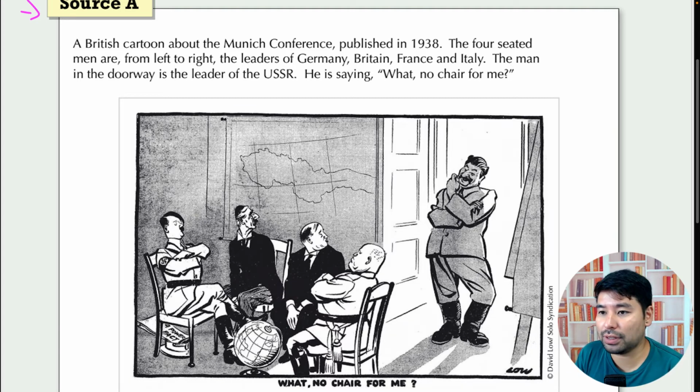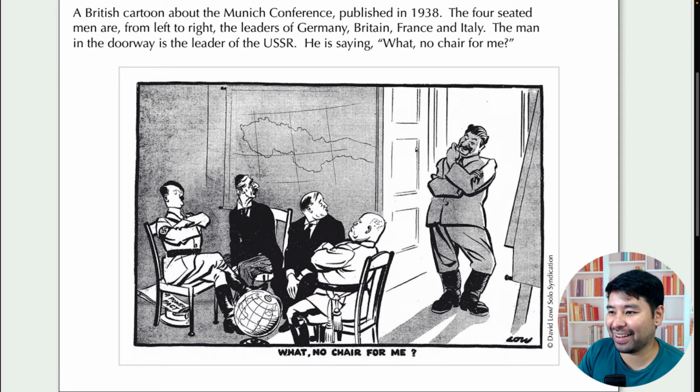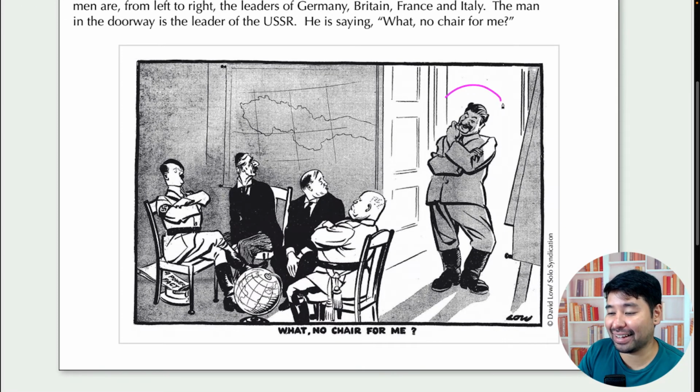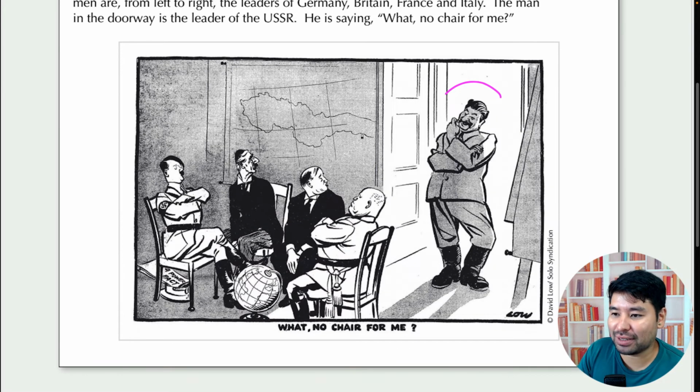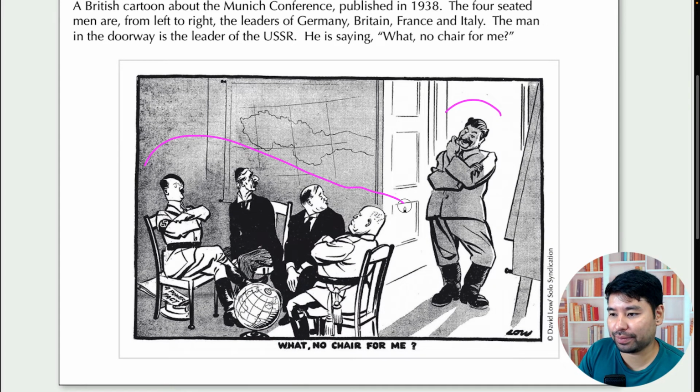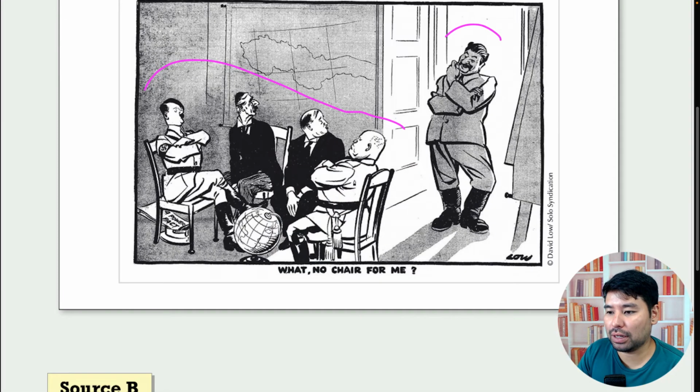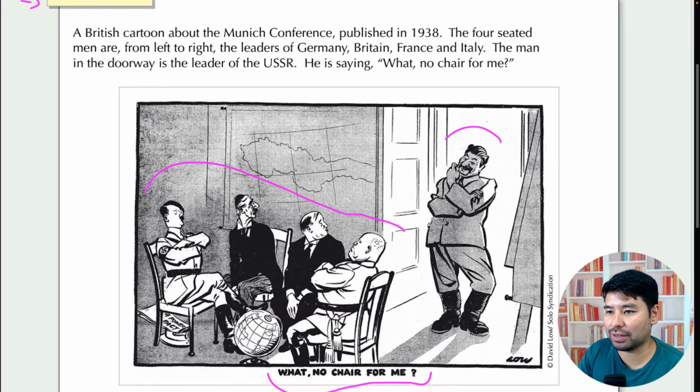The four seated men are, from left to right, the leaders of Germany, Britain, France, and Italy. The man in the doorway is the leader of the USSR. He is saying, "What? No chair for me?" Yeah, Stalin, right? We know this guy here, Stalin, the communist itself. And we have the four here. And then, "What? No chair for me?" So this is the first thing to analyze. So pay attention to that.